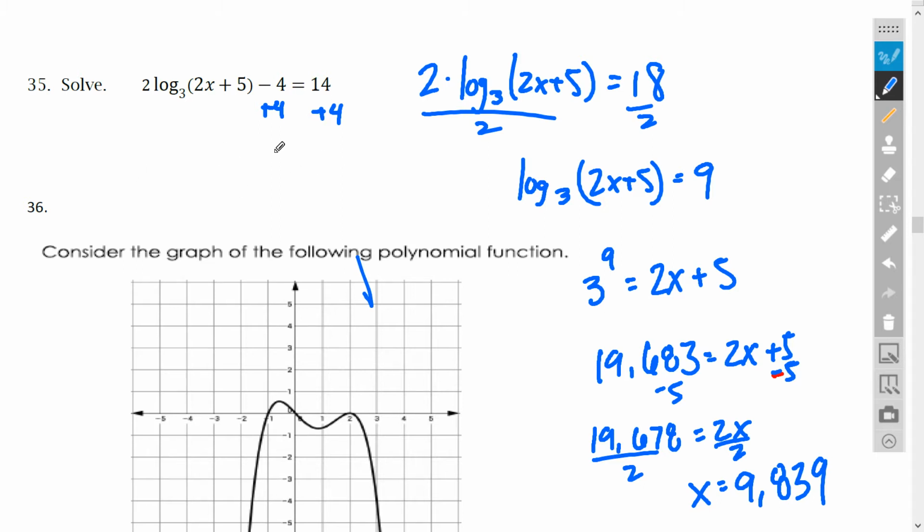That seems a little big. Did I put that in correctly? It's 3 to the 9th power. Yeah, it's 19,000. So, yeah, seems good, I guess.